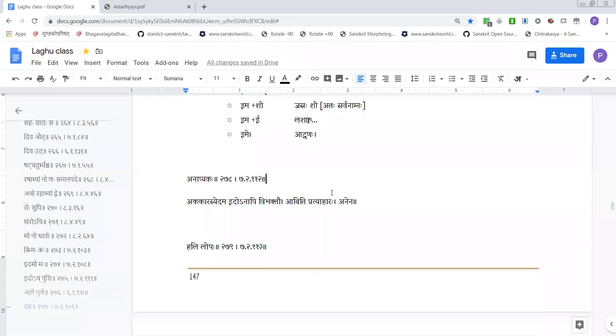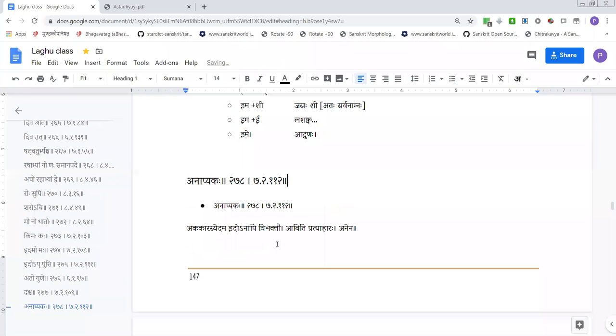Anapyakah. This padaccheda itself is tricky because pratyahara is there and then there is a sandhi. So anapyakah. Now what is it deriving? We have to look at what it is deriving now. He is deriving this anena. So it's deriving anena. Here, what will happen here?